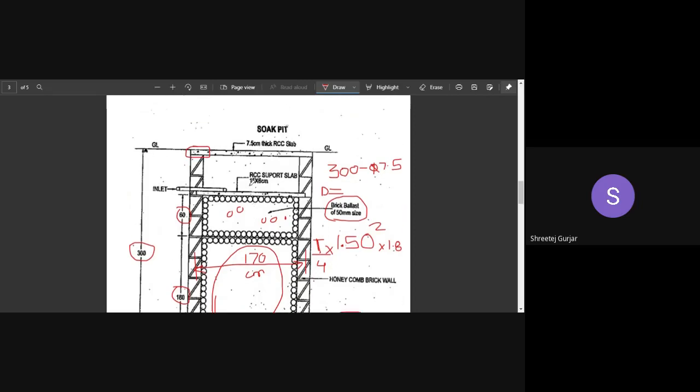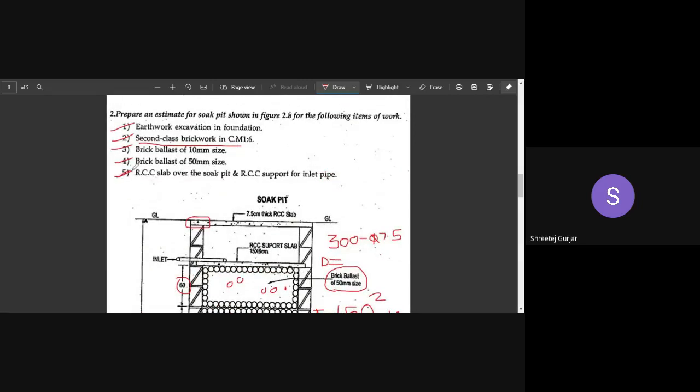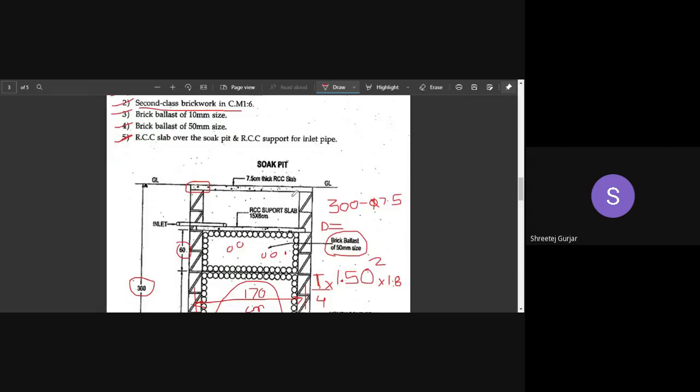Now the last thing which we are left with is this RCC roof slab. So you know how to calculate RCC roof slab, pi by 4 into d squared, right? Pi by 4 into d squared into this thickness 7.5 centimeters. So that is for your roof slab.